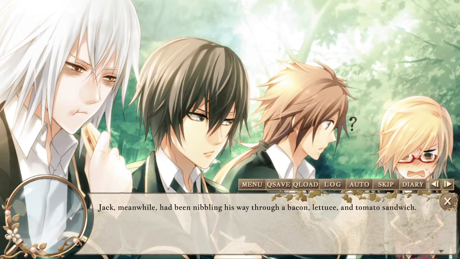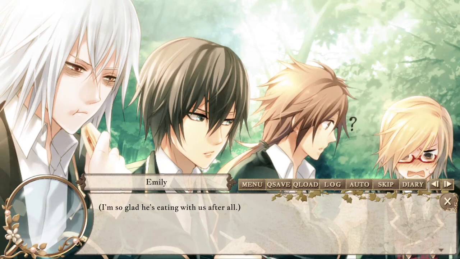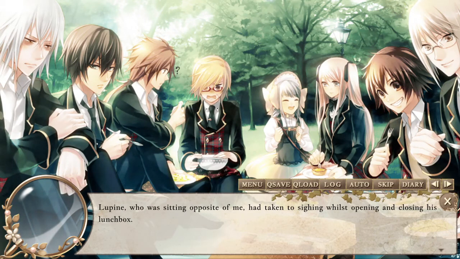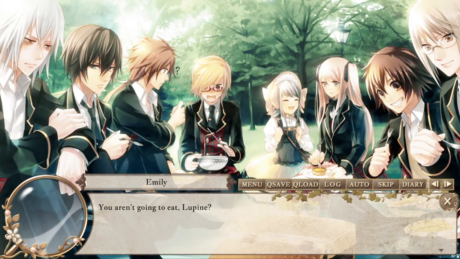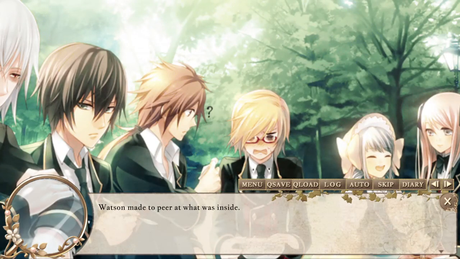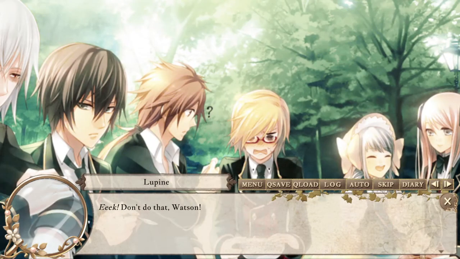Jack, meanwhile, had been nibbling his way through a bacon, lettuce, and tomato sandwich. I'm so glad he's eating with us after all. Lupin, who was sitting opposite of me, had taken to sighing whilst opening and closing his lunchbox. You aren't going to eat, Lupin? I will, but you see... Something wrong? Watson made to peer at what was inside.